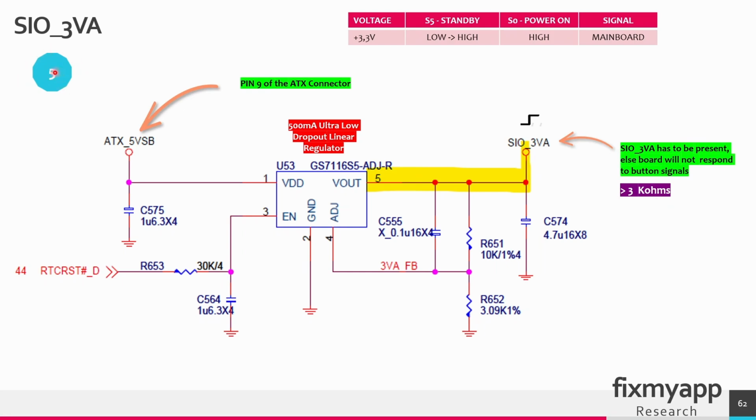For power sequence 5, the voltage 3.3 volt has to be created. In standby state, it will go from 0 volts to 3.3 volts, and in the power on state, it remains 3.3 volt. And this voltage is created on the mainboard. If this voltage is not present, the motherboard will not respond to any event or signals.